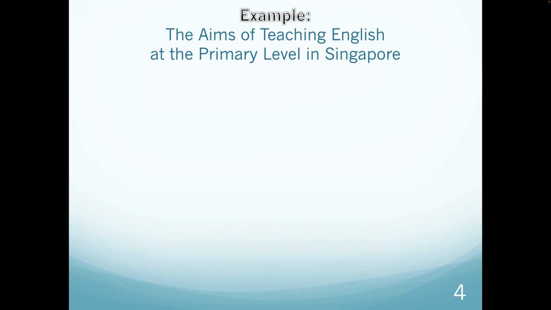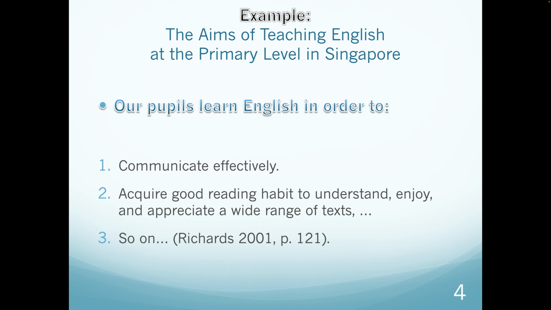Let's take an example. We take the example of the aims of teaching English at the primary level in Singapore. This is an example of a situation or a context I am a bit more familiar with. So here we have the statement of goals. It says our pupils learn English in order to do the following. 3 things. Number 1, to communicate effectively. Goal number 2, to acquire good reading habits, to understand, enjoy, and appreciate a wide range of texts, and so on. So you can see this example, I think, is provided for you in our textbook on page 121.